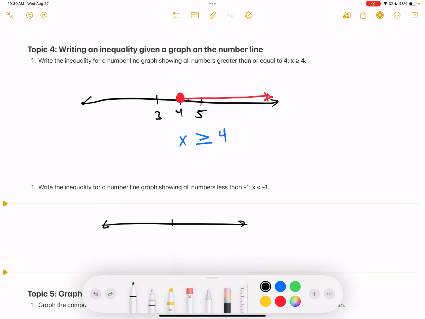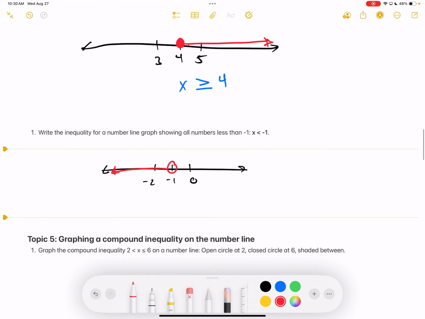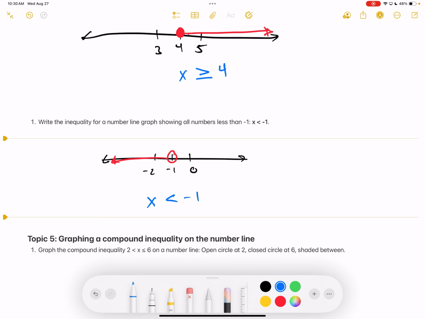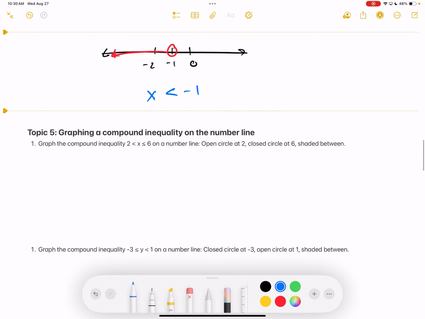-2, -1, 0. So on this one, if I have this one right here, to write this, I would say x, it's going to the left, so my arrow is going to go to the left, and it's just going to be less than because it's an open circle. It's not going to have the equal to part, and -1. So that one, they give you the graph and you have to write it out.